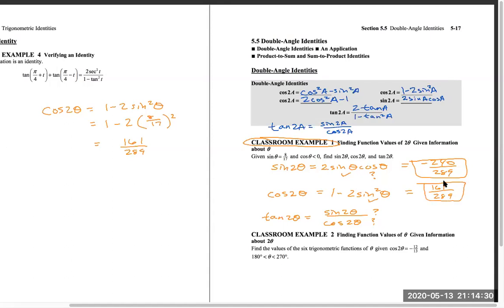Now you already have sine 2 theta and cosine 2 theta. So again, you don't need to worry about these bits here. Sorry, this one here. Just use this formula. So we get negative 240 over 289 divided by 161 over 289. So this equals negative 240 over 161.